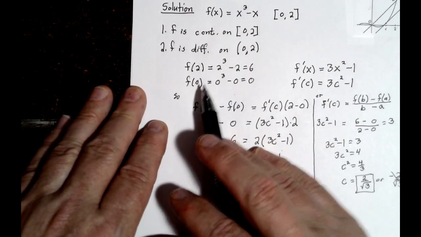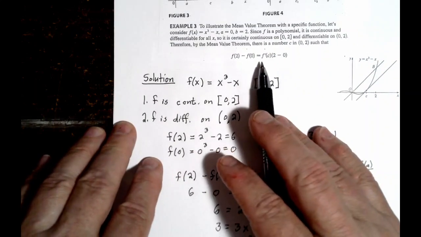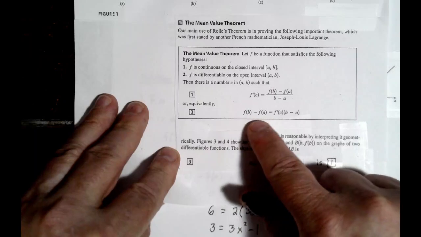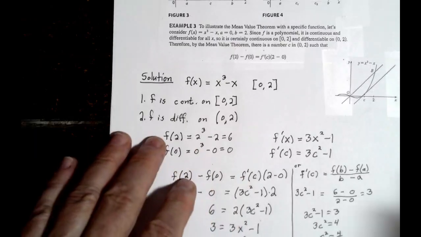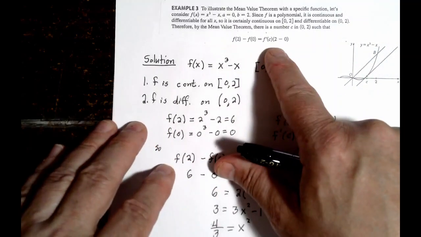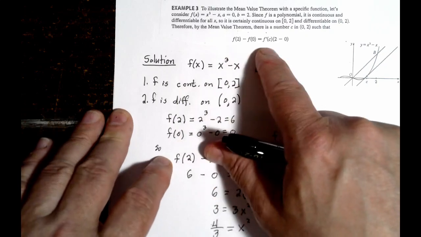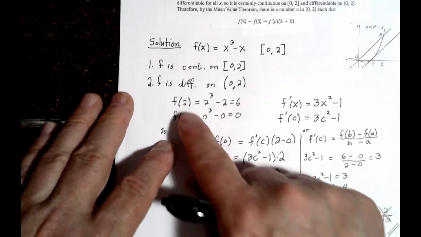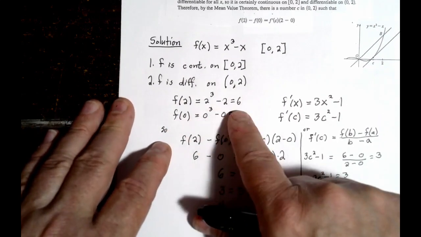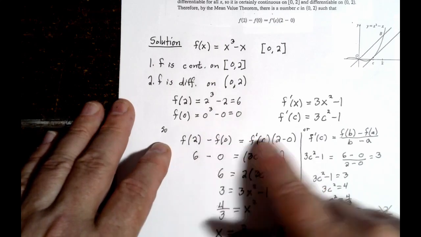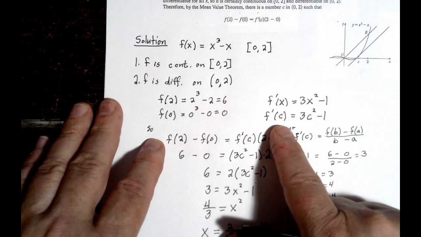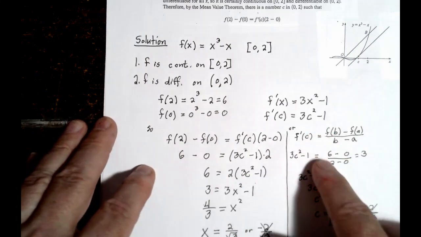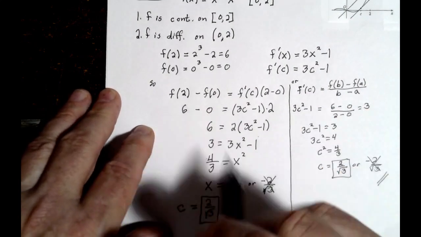And now, remember this is one of two ways you can show the mean value theorem. You can show it with equation 2 here, or you can use equation 1. Alright, if you show it using equation 2, you have to know what f of 0, f of 2, f prime of c are. Well, f of 2 is just plugging a 2 into the function, you get 6. F of 0, you get 0. And f prime of x, when you take the derivative, you get this, so f prime of c equals 3c squared minus 1.